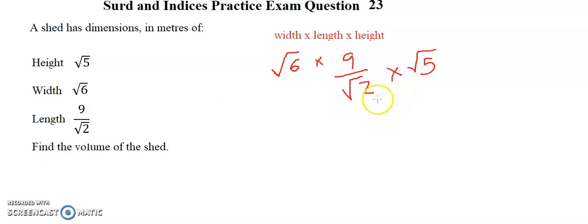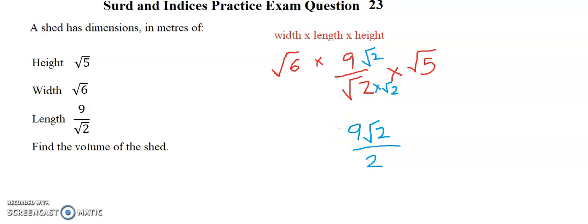So the first thing I'm going to do is get rid of the square root on the bottom, so I will fix it up by multiplying it by square root of 2 and multiplying my top by square root of 2. That gives me 9 square root of 2 over 2.